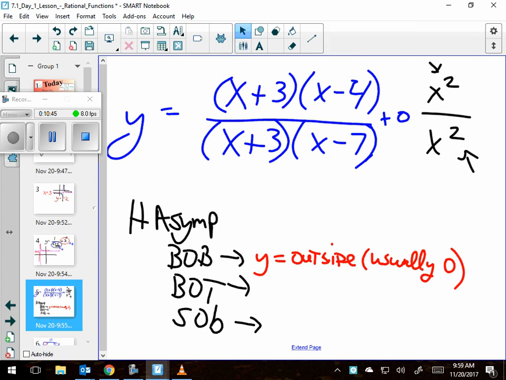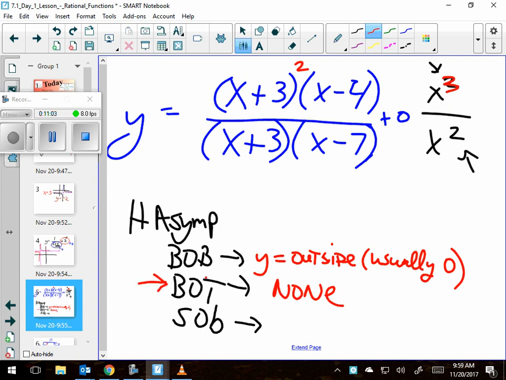Bigger on top. That's where, let's say this one was squared. Do you get that makes my lead coefficient on this x to the third? So it's bigger on the top. That one's simple. None. There's no bots. You can just remember it's kind of like robot, except it's no bot. If it's bigger on the top, then there's no asymptotes.